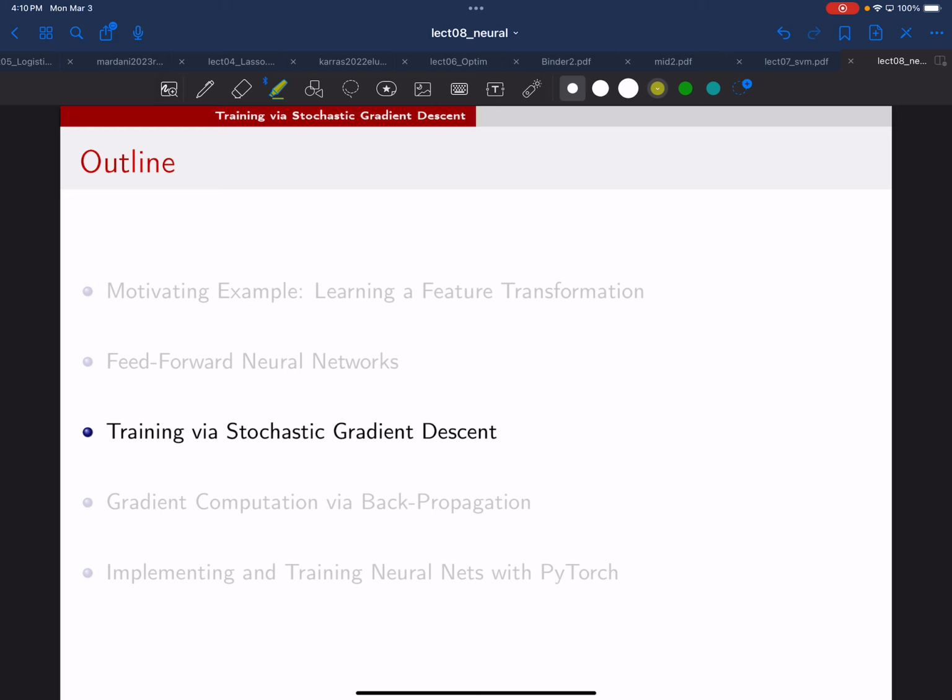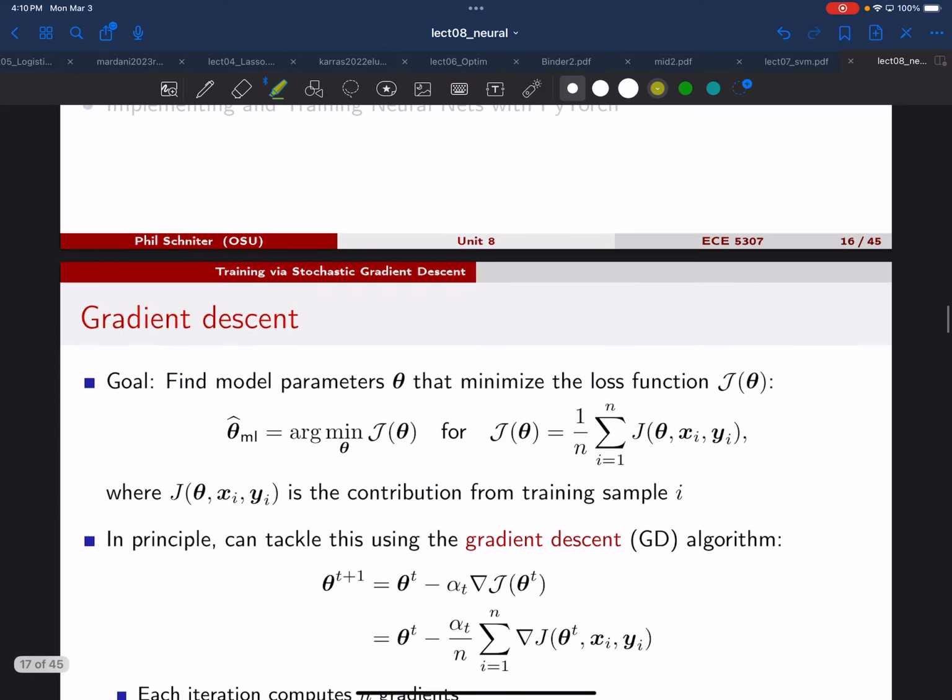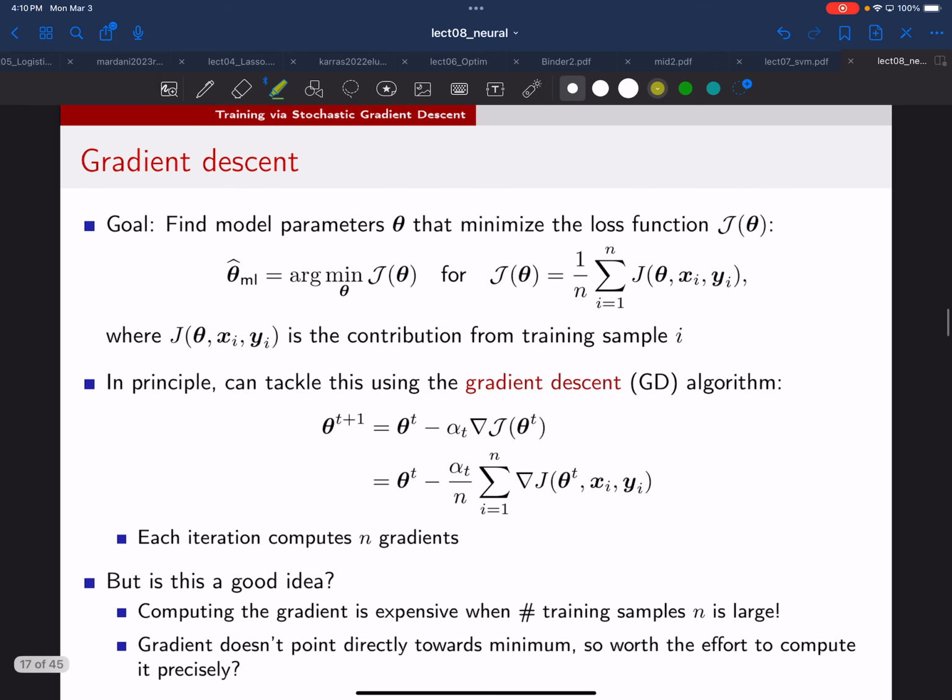Today we're going to start talking about how we train this two-layer neural network. And the first thing we're going to talk about is a modification to gradient descent. So as we discussed back in Unit 6, when we do gradient descent, we have some cost function or loss function of some parameters theta. Usually we set that to be the negative log likelihood. And then we minimize that over the parameters to get our maximum likelihood estimate.